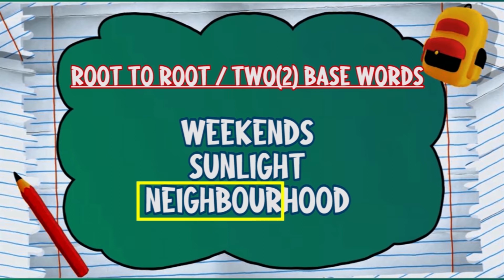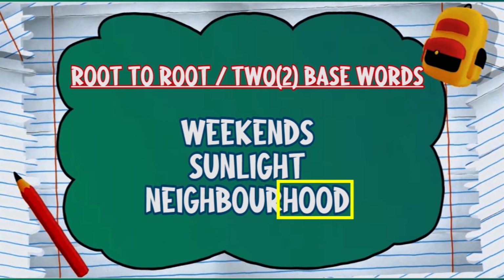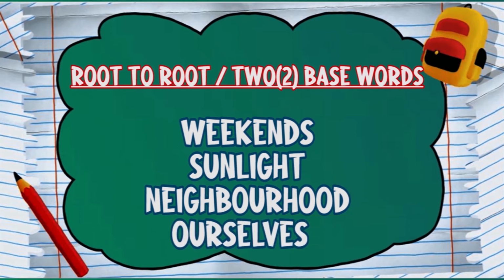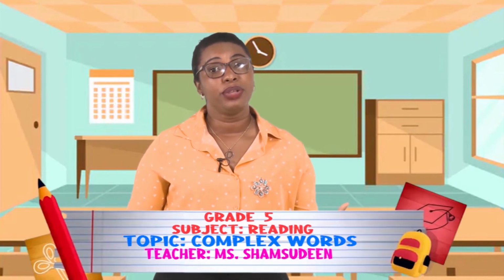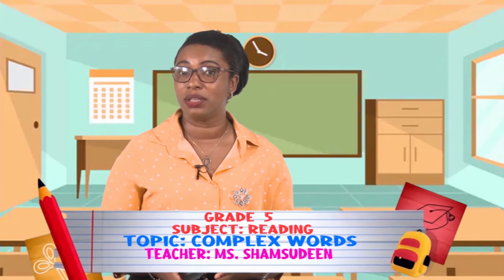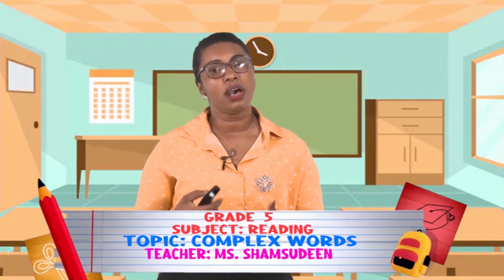Neighborhood. We have neighbor from that, and we have hood. Again, both of those words will have their meanings separately. Ourselves. In itself, our is a word, and selves being the plural of the word self. So there we have a few examples of complex words that were used in our passage. So you will understand that while we are reading and the words might just seem to be a word, understanding how the words are made up or how they are formed is very, very important.